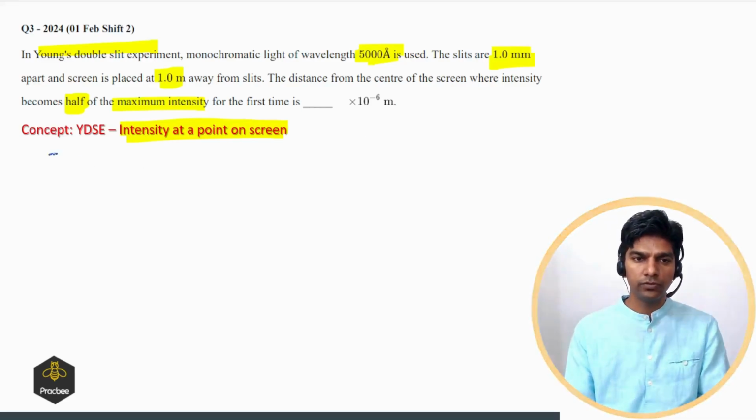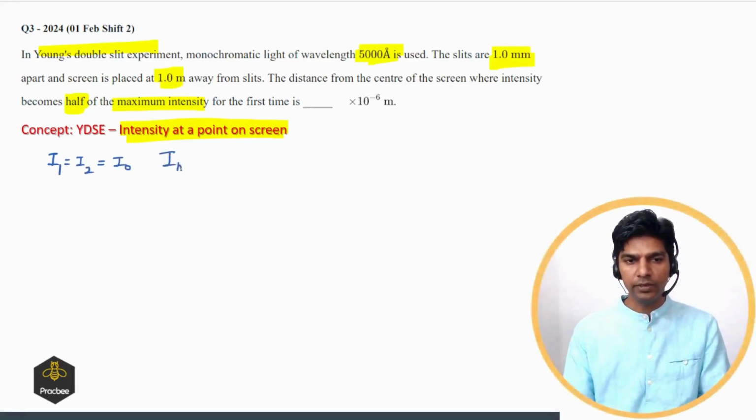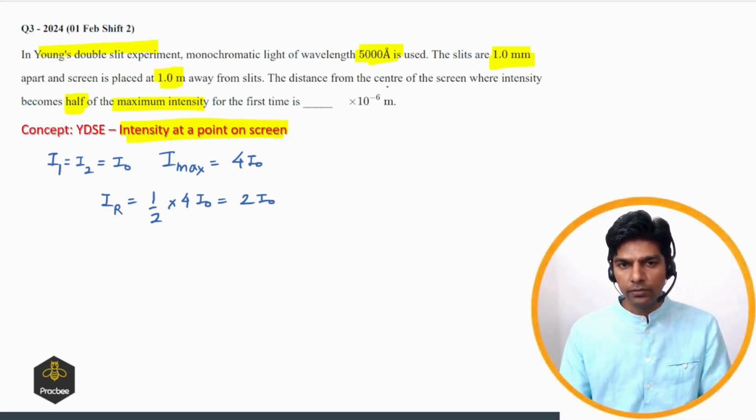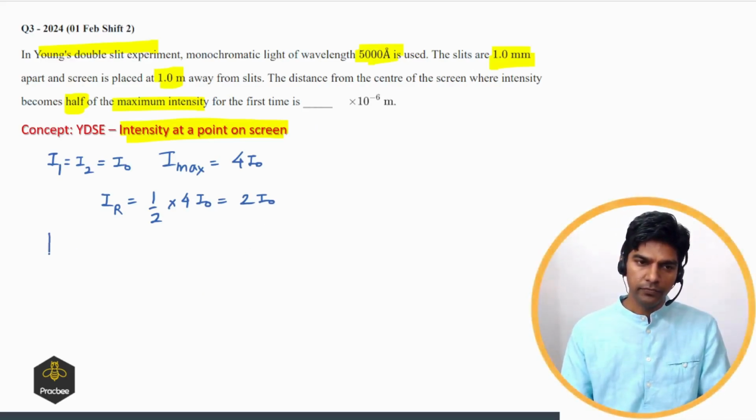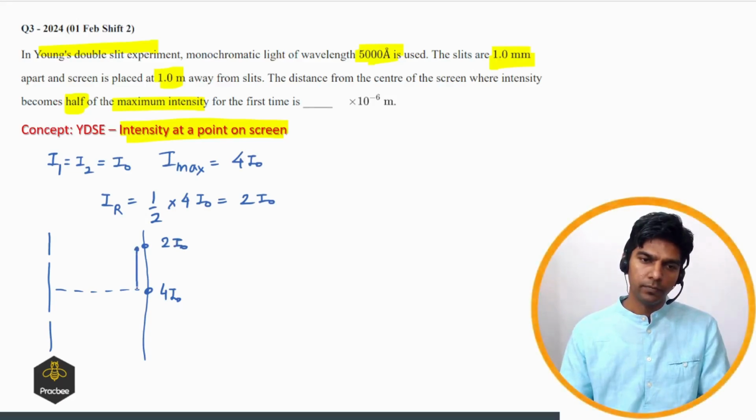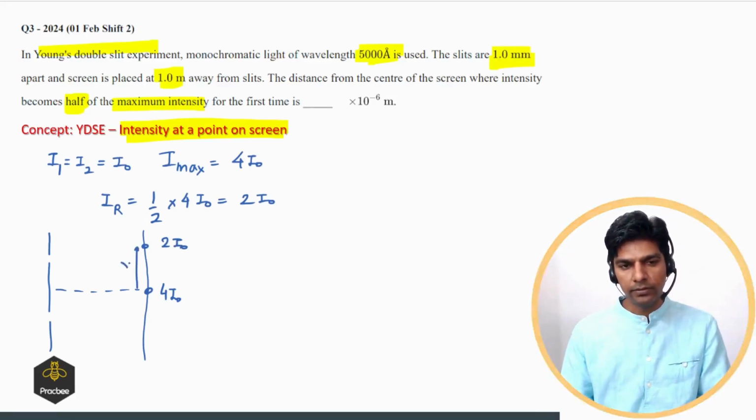So I'm assuming both the sources have intensity I naught. So I1 is equal to I2 and it is equal to I naught. And the maximum intensity will be 4 I naught. And they're saying the intensity is half of the maximum intensity. So that will be half of 4 I naught. So this will be 2 I naught. And we have to find the position. So if this is the setup, here we have intensity 4 I naught. Let us say somewhere here the intensity becomes 2 I naught. And we have to find this distance y.